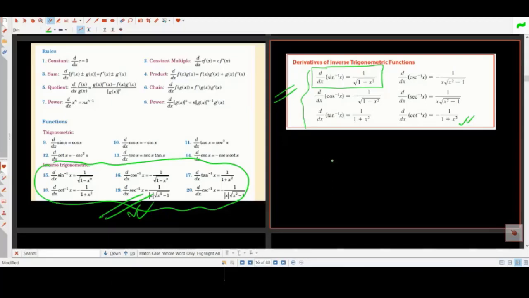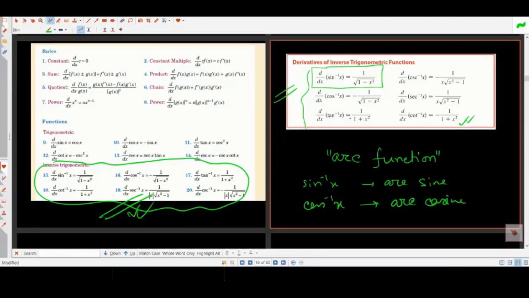Inverse trigonometric functions are also called arc functions. Inverse sine is also known as arc sine. Inverse cosine is also known as arc cosine. So this is how we can think about all the inverse trigonometric functions. Now our target is to find the derivative of these functions.